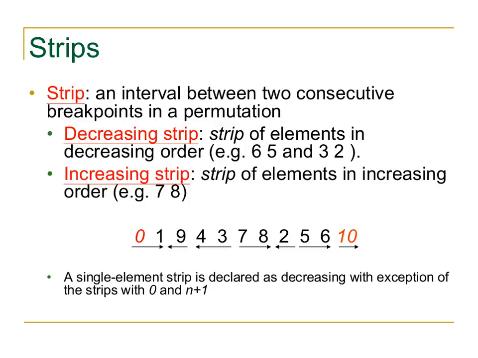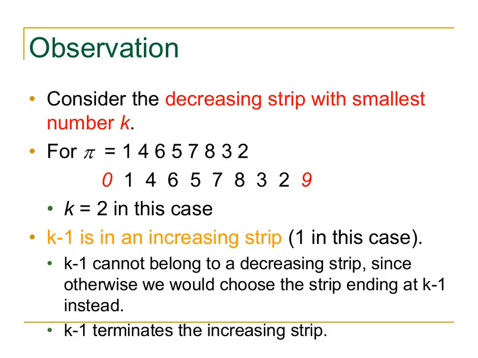Identifying these strips is our first step in analyzing the permutation structure. Building on that, let's zero in on the first decreasing run that ends with the smallest possible endpoint, which we'll call k. In our running example, 1465782, we pad with 0 at the front and 9 at the end. In this padded sequence, the smallest endpoint of a decreasing strip is k equals 2.